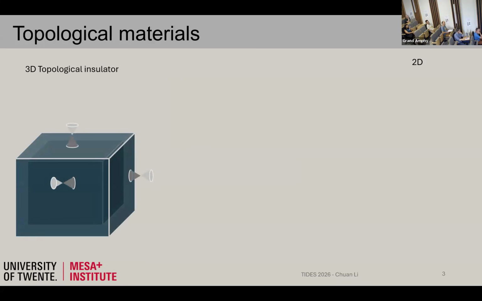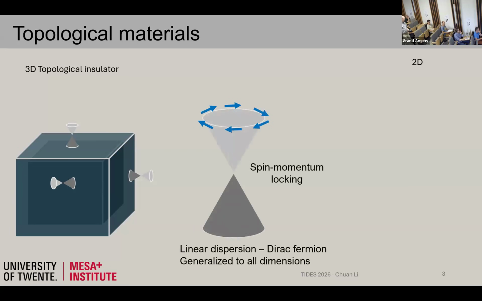For starters, if you have a 3D material and you're in a topological regime, you will have 2D surface states around the material, and these surface states usually have a Dirac Hamiltonian, a Dirac cone shape. One of the most important properties we always employ here is the spin-momentum locking. So for opposite momentum, you have opposite spins, and this naturally protects the states from backscattering.